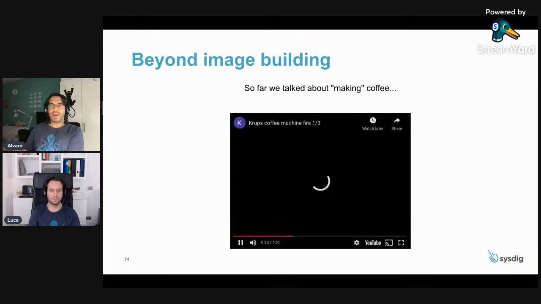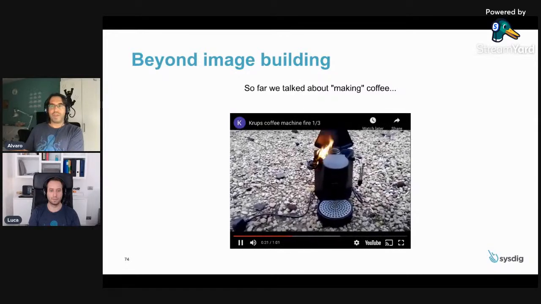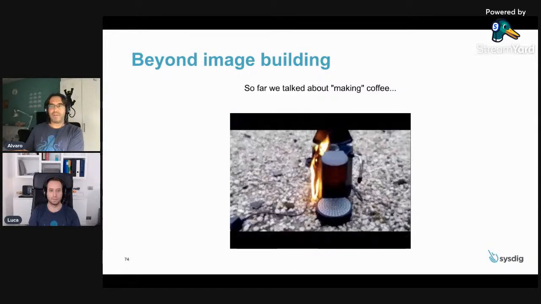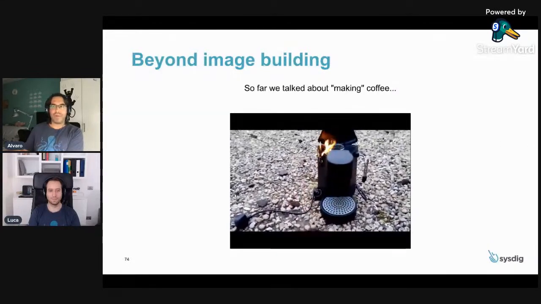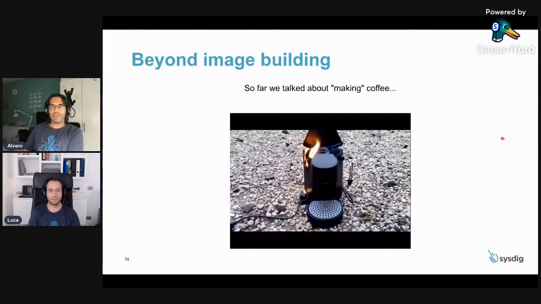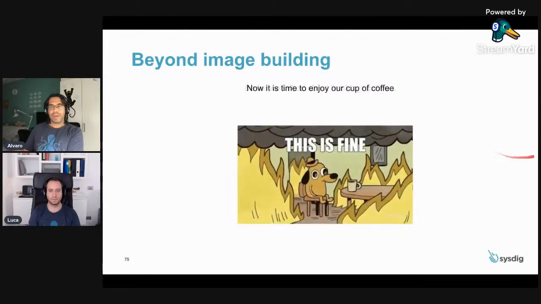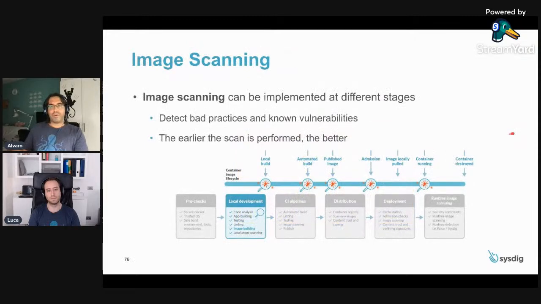And so far, I have focused on writing the Dockerfile itself. This usually happens in the developer realm. So we could say so far we have learned about making the coffee, but now it is time to enjoy our cup of coffee. So let's talk about other stages in the container lifecycle. For example, regarding image scanning, what is image scanning? Image scanning is running a tool which detects known vulnerabilities or bad practices in your image.